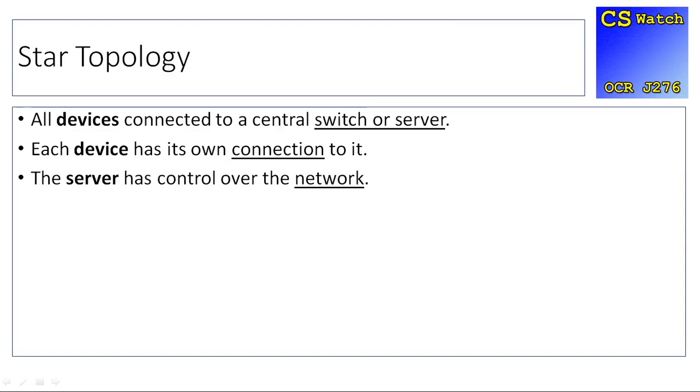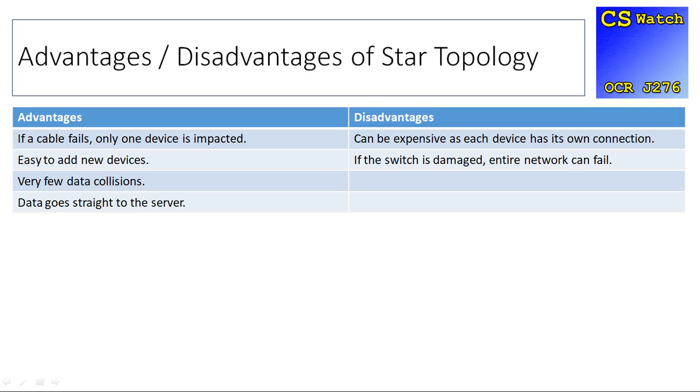The server has got control over the network. The server and switch can see the network, they can see all the devices, and they can take care of people wanting to join the network and leave the network. We've got some advantages and disadvantages here.